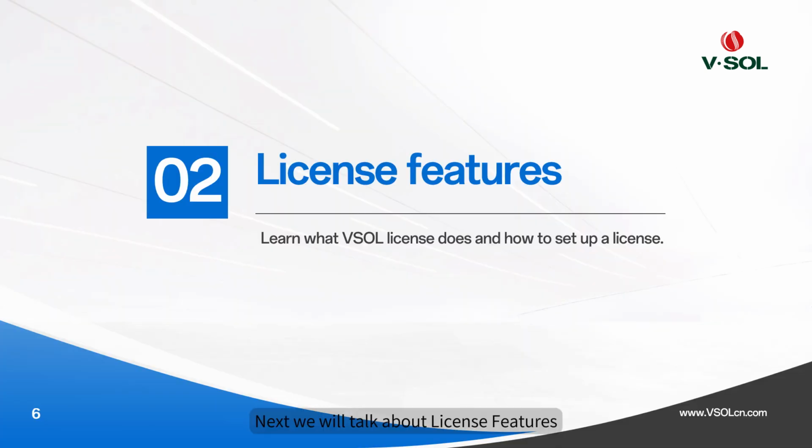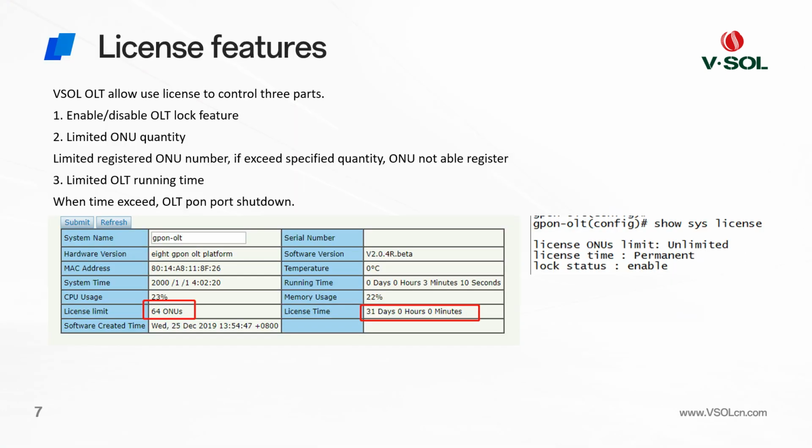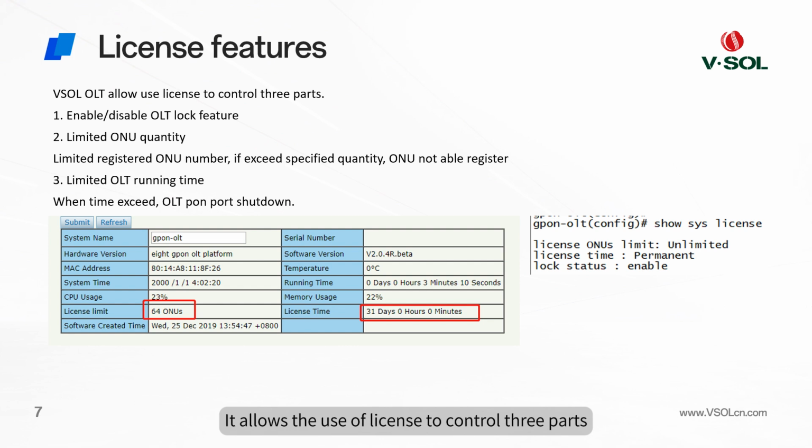Next, we will talk about license features. License features are used in VSOL OLT. It allows the use of license to control 3 parts: enable or disable OLT lock features, limit OLT running time, and limit ONU quantity.